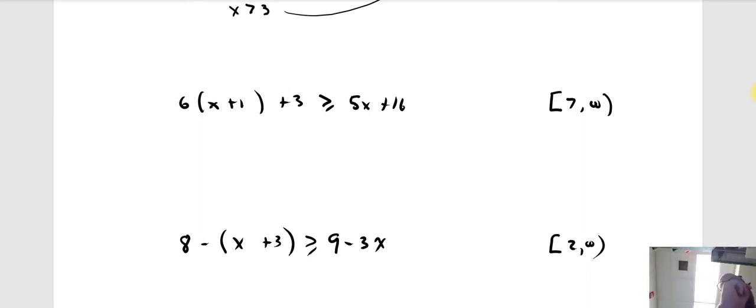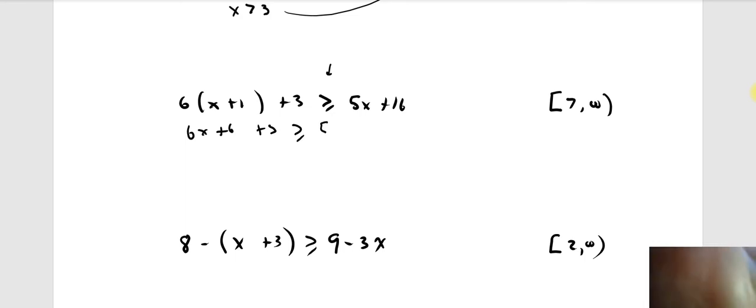All right, take a look at this one. I'll go ahead and work this one out. So I'm just going to pretend that's an equal sign for now. Probably distribute this, probably a good place to start. Maybe move the 5x over to the left by subtracting it from both sides.